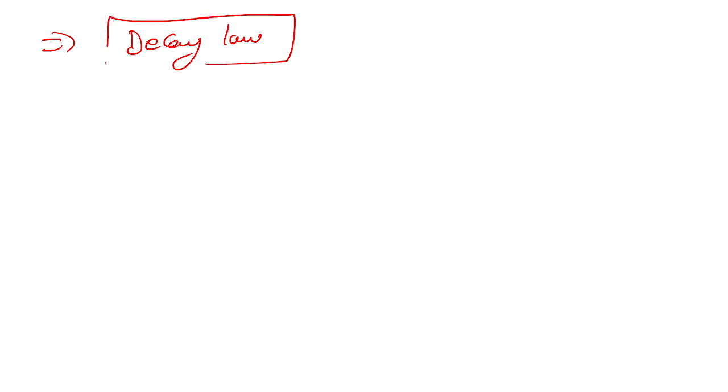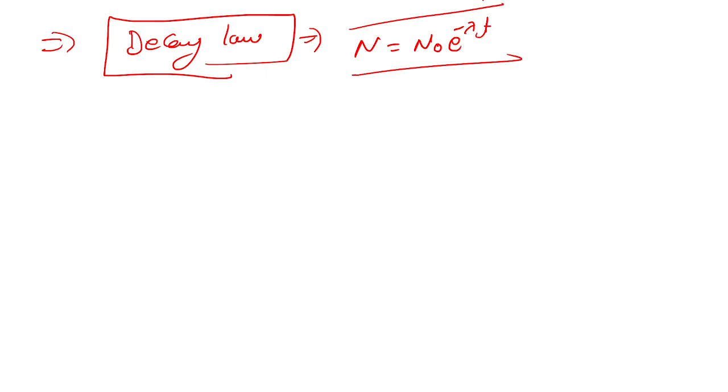Let me explain two things. First, you have to understand the decay law, which you have already heard or learned in nuclear physics and many other branches of nuclear physics. So what's the decay law? It says that N is equal to N0 e^(-lambda t). I'm writing this law directly.